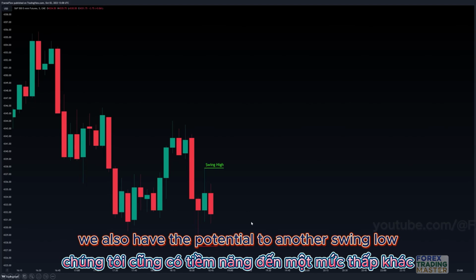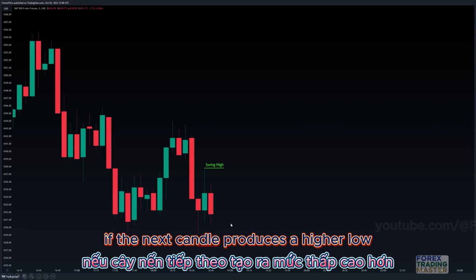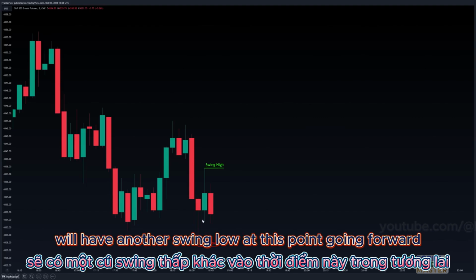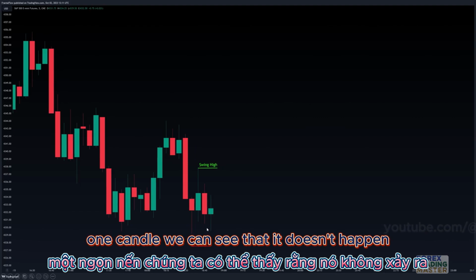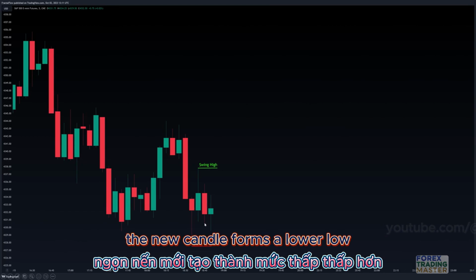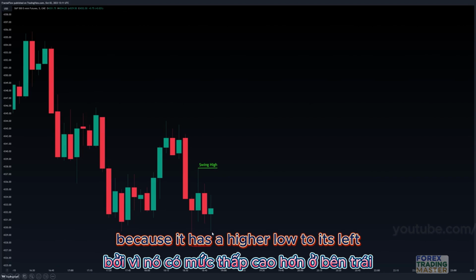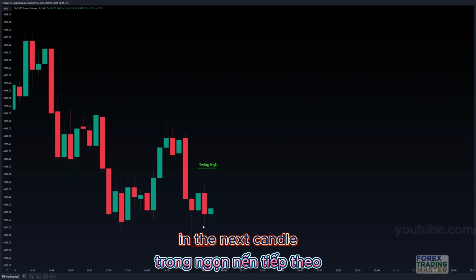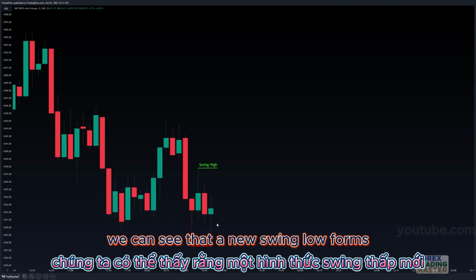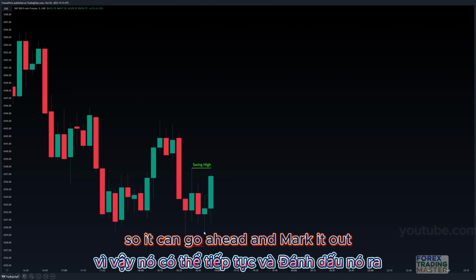Right now, we also have the potential for another swing low. If the next candle produces a higher low, we'll have another swing low at this point going forward. One candle later, we can see that it doesn't happen. The new candle forms a lower low. Now, this new candle is a potential candidate for a swing low because it has a higher low to its left. In the next candle, we can see that a new swing low forms, so we can go ahead and mark it out.